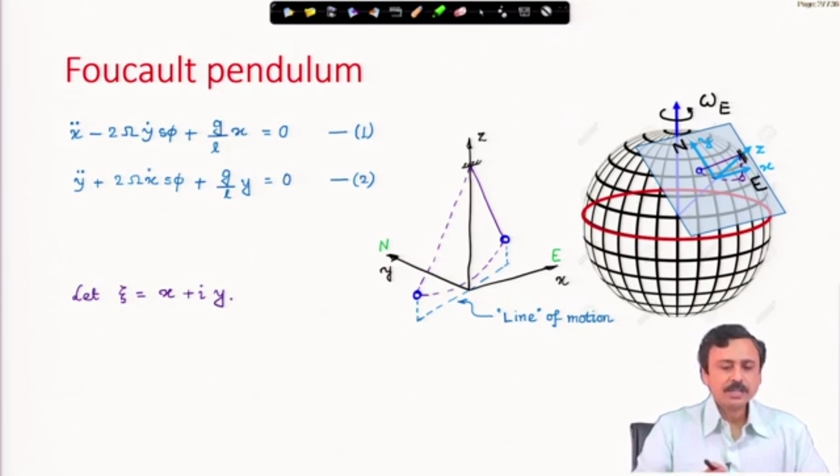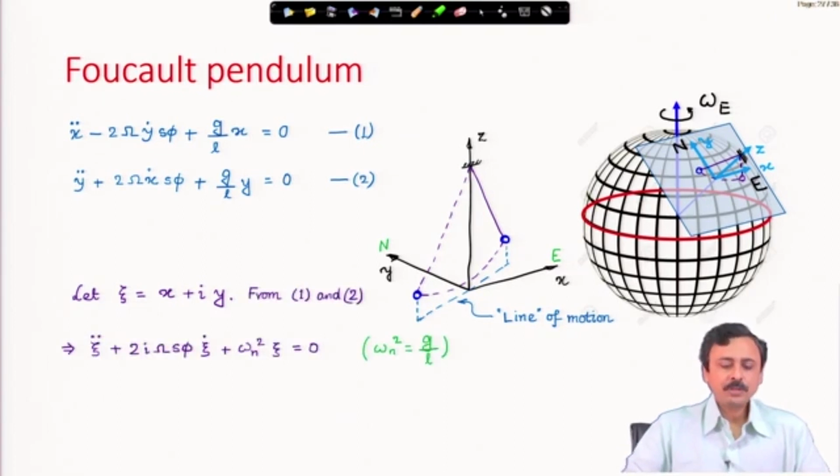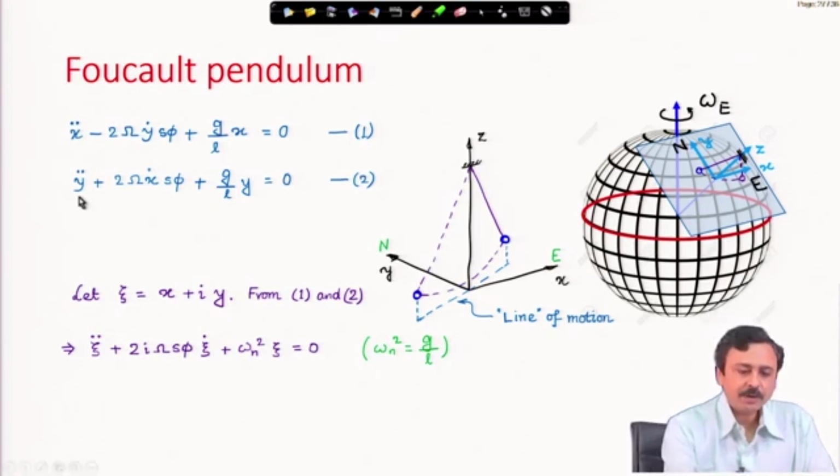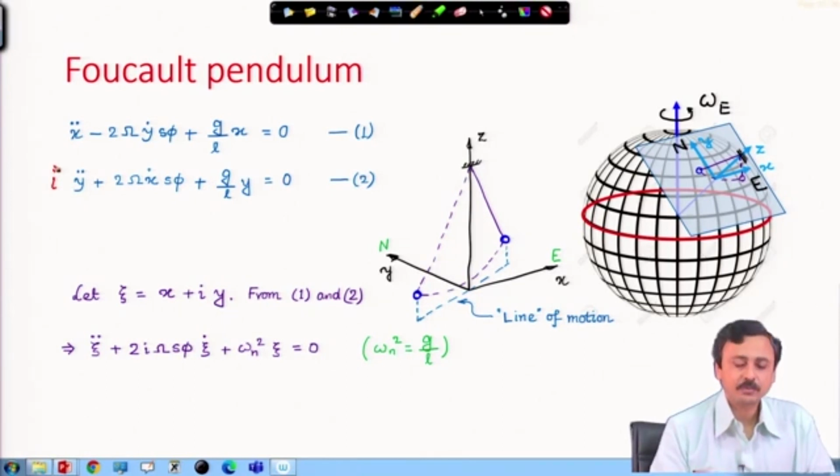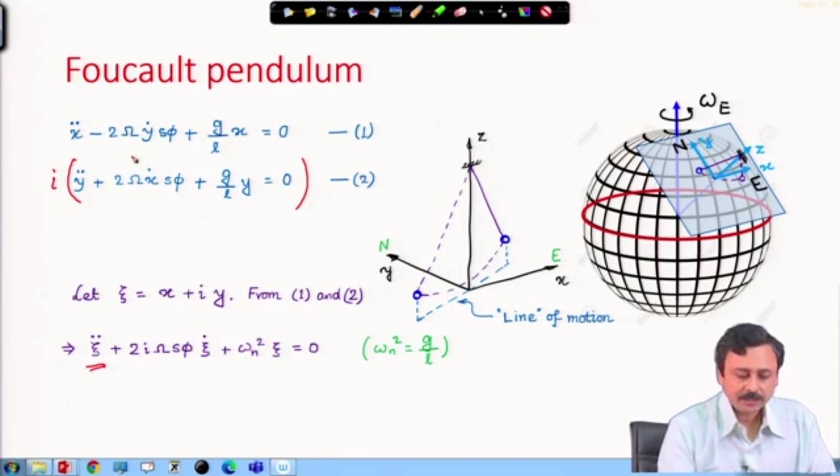Why do I use this? Because I can then represent these two equations in a very simple form, but in the complex plane. How? X double dot and y double dot, just imagine that you are multiplying the second equation by i, which is under root minus 1, and adding it to the first equation. Then you will find this is xi double dot.